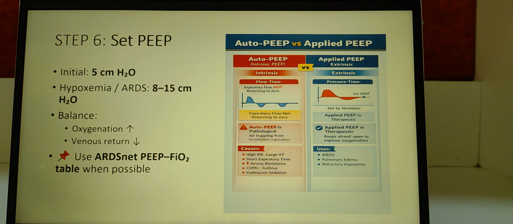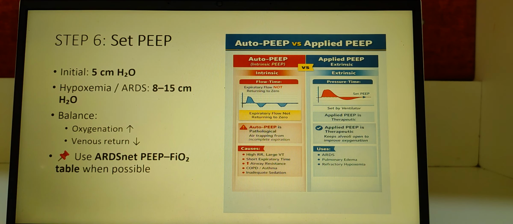In case of ARDS and hypoxemia, we have to go with high PEEP, that is between 8 to 15 centimeter of water. So what does the PEEP do? PEEP basically increases the oxygenation. The side effect of PEEP is that it decreases the venous return. So we have to be very cautious when we are using high PEEP and our patient is having hypotension. So we have to balance between the hypoxia and hypotension.